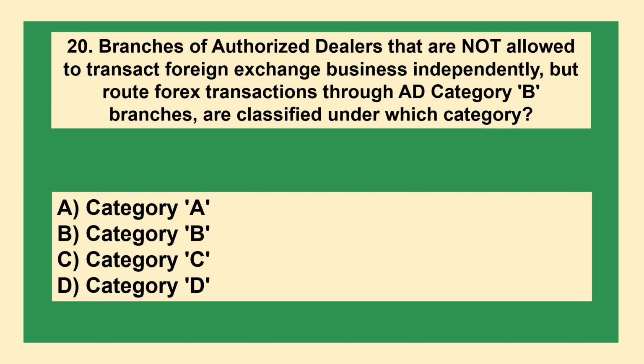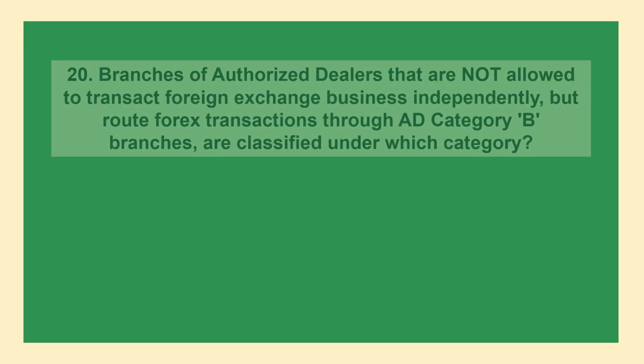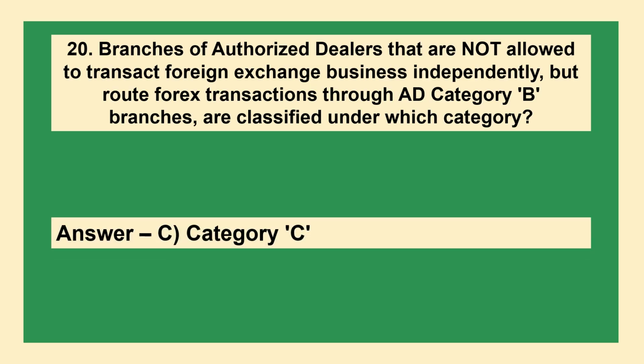Branches of authorized dealers that are not allowed to transact foreign exchange business independently, but do forex transactions through AD Category B branches, are classified under which category? Option A, Category A; B, Category B; C, Category C; D, Category D. The answer is option C, Category C.